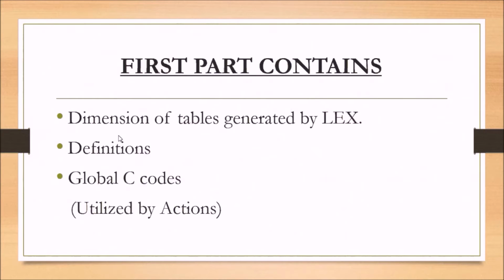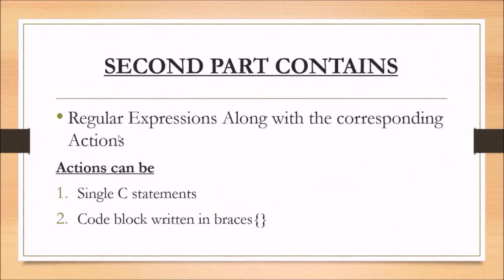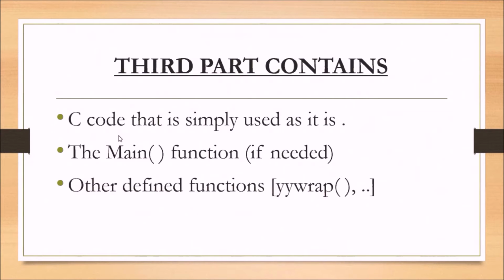The first part contains lines that control dimensions of tables that are generated by lex. It can also contain definitions and global C code that are going to be utilized by the actions. In the second part, regular expressions are listed along with the actions. An action can be a single C statement or a block. The third part contains C code that is simply used as it is.